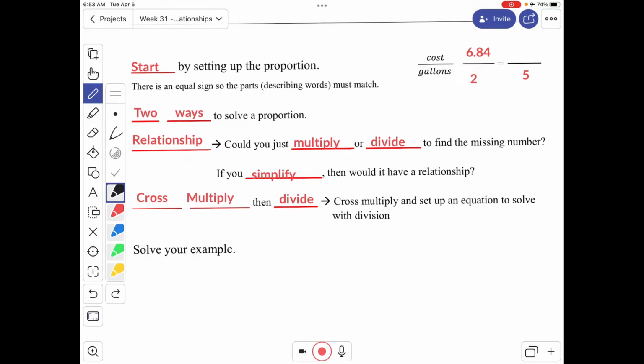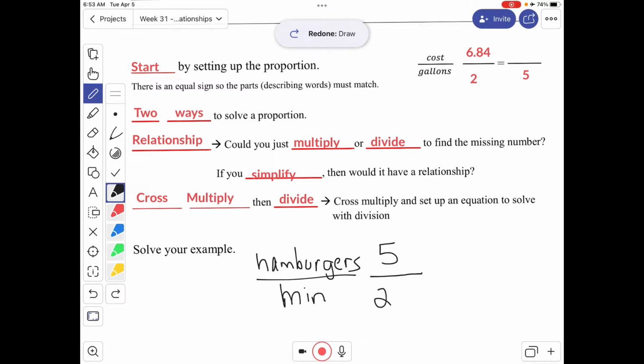So let's solve the example that you just set up. Start by setting up the proportion. In the example I came up with, I was comparing hamburgers to minutes. So there were 5 hamburgers in 20 minutes, and I was trying to predict for 8 minutes. I don't see a relationship. I can't multiply or divide 20 by something to get 8. So I'm going to try to simplify.